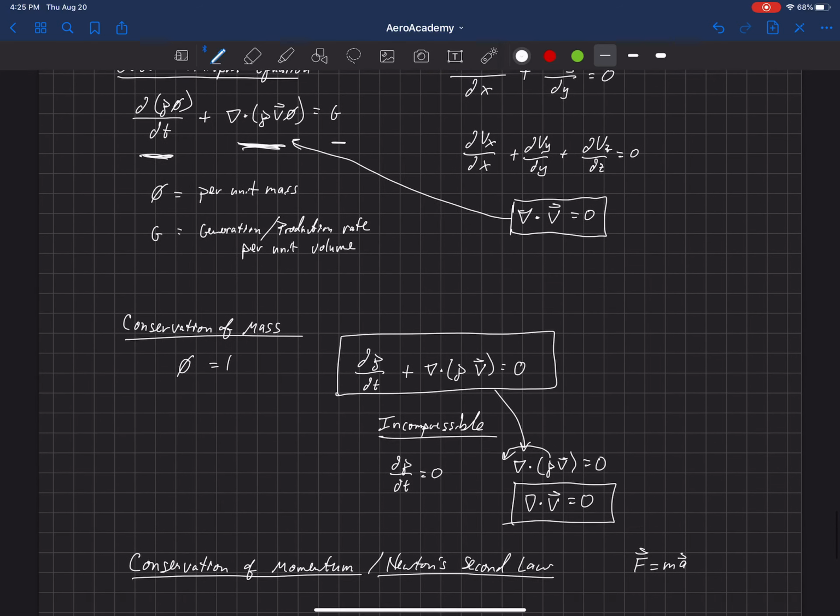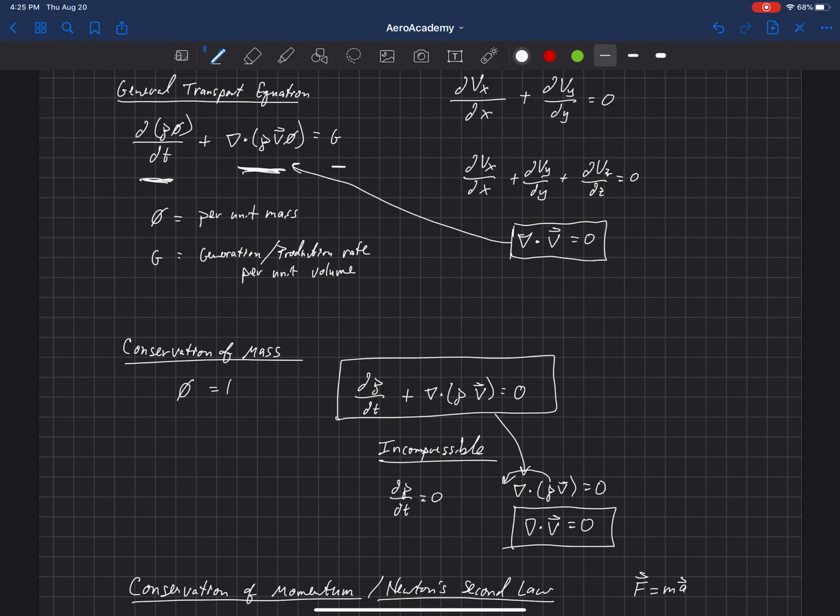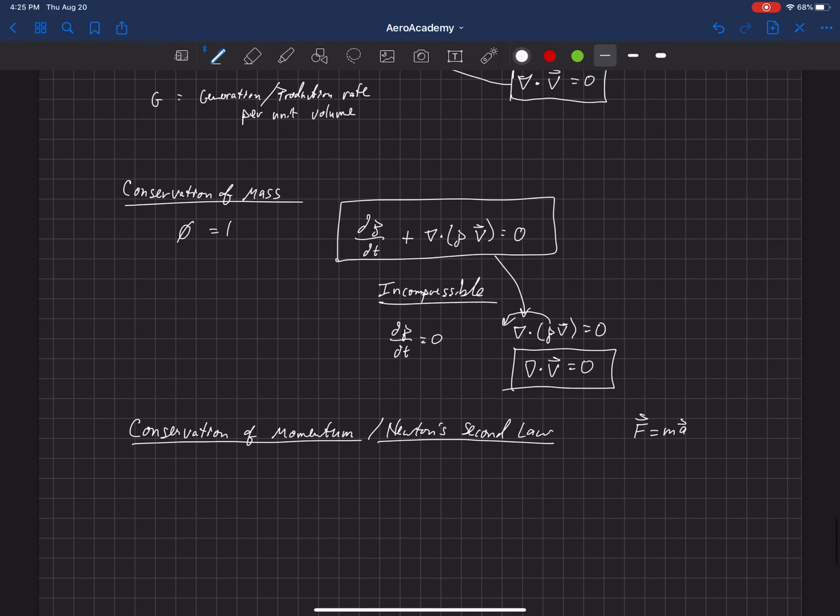So let's apply our general transport equation, which we have up here, to conservation of momentum. First we've got to figure out what our property is. So momentum, let's just write that out here. Momentum is mass times velocity.